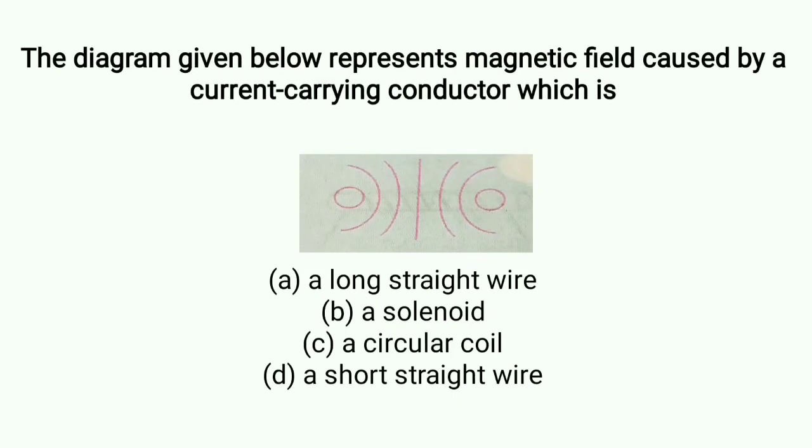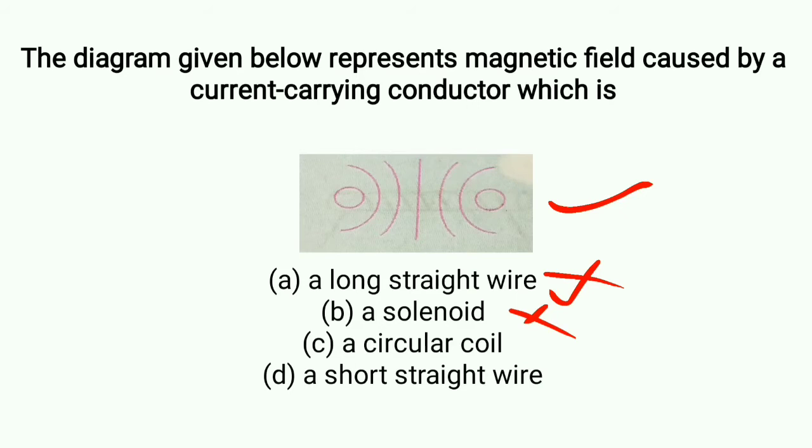The diagram given below represents magnetic field caused by a current carrying conductor, which is, you see here, the diagram they have given. So this is the pattern of the magnetic field. You know that for a straight current carrying conductor, the pattern is concentric circles, right? So option A is not the correct answer. And we have option B, solenoid. In a solenoid, the magnetic field pattern, you know that one, that is also not the correct answer. And here we have option C, circular coil.